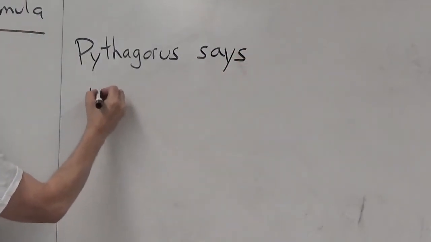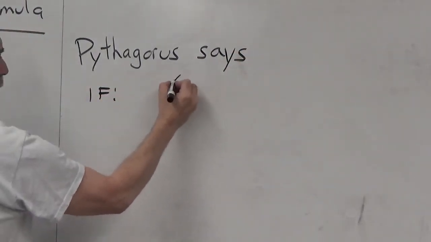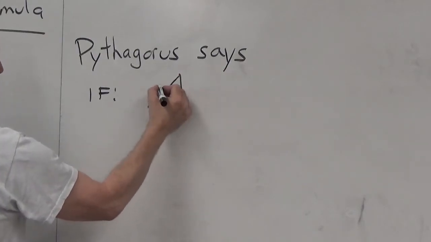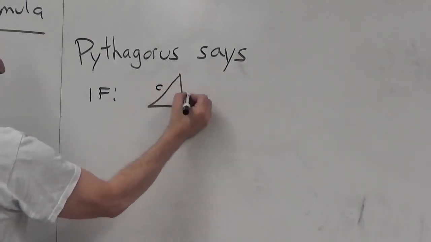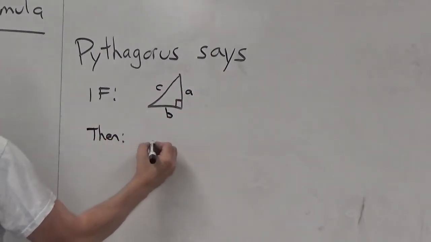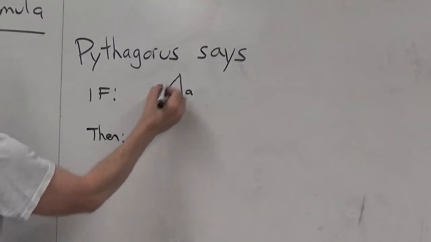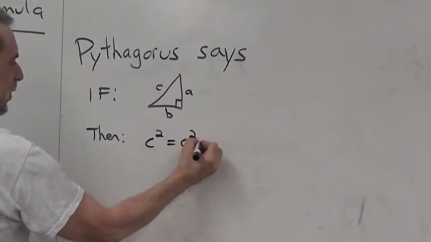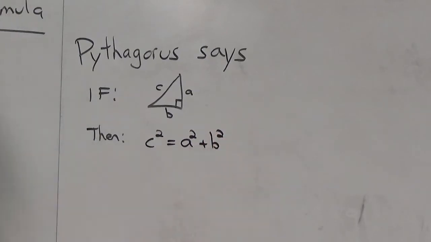And hopefully we all remember our great friend Pythagoras, who says that in any right triangle, if we call the sides C, A, and B, then we know that the hypotenuse, the side opposite the right angle, squared, is the sum of the squares of the other 2 sides.